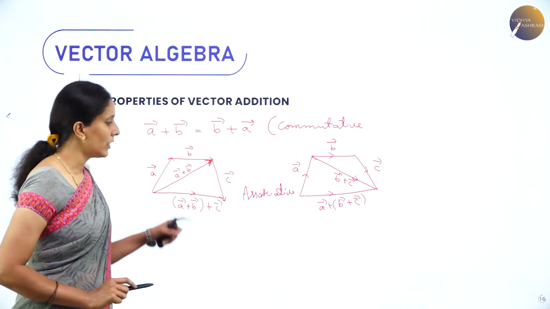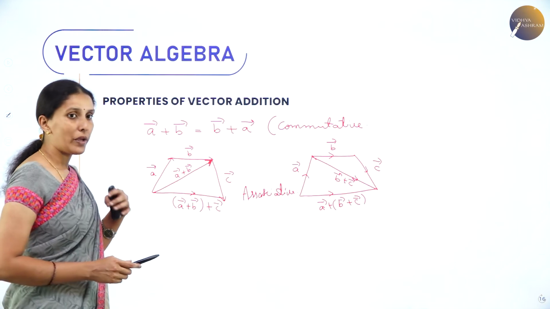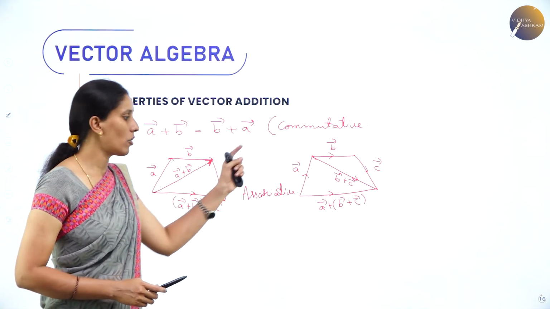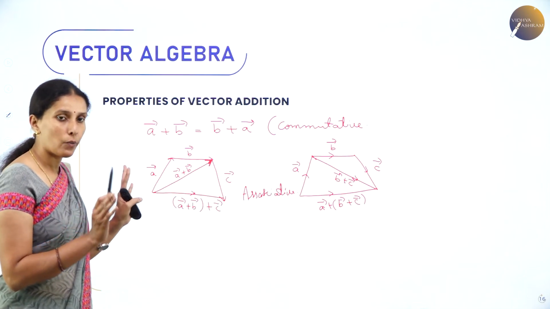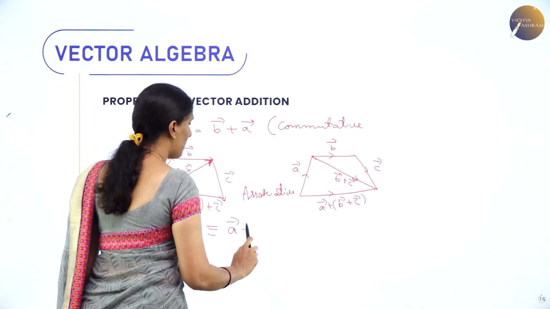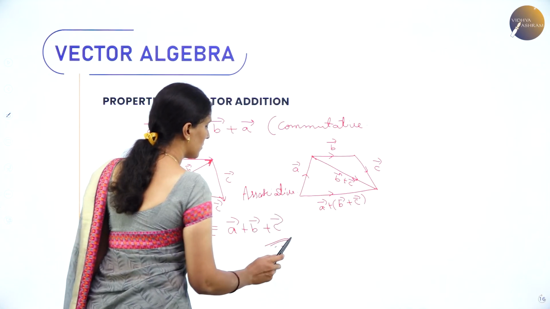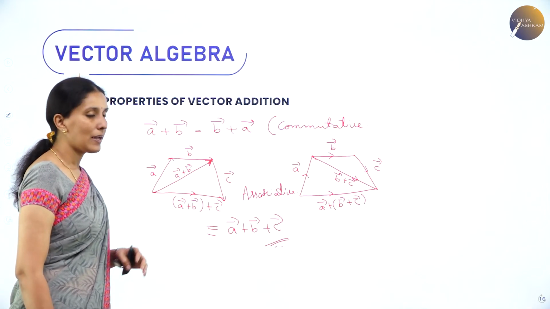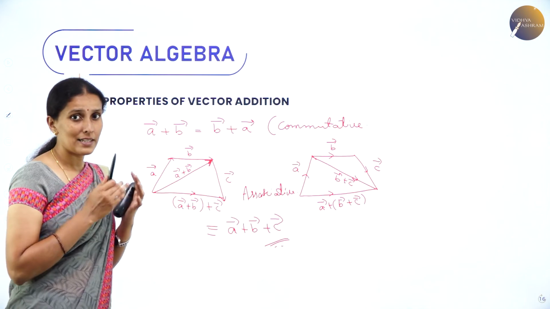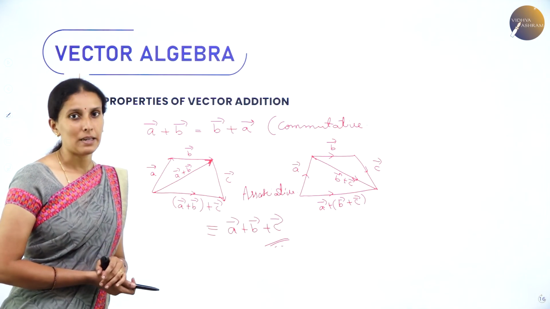Therefore, the associative law of vector addition helps us to add any three vectors, since whether you add the first two vectors or the last two vectors with the first, they are one and the same. And this is equivalent to A plus B plus C. We can add any three vectors in any one of the forms. Since it is associative, we can add all the vectors at the same time.